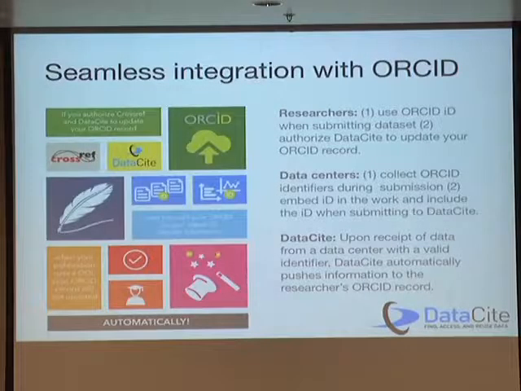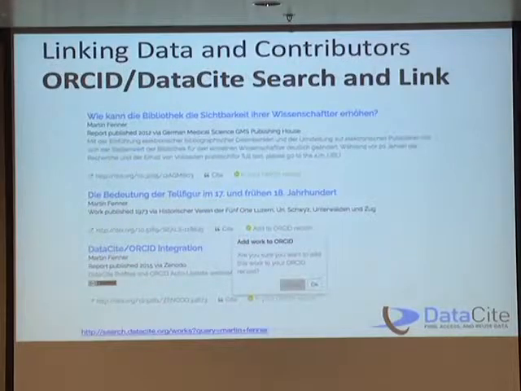Then data centers, so if you're working with a repository or something like that, they collect ORCID identifiers and embed that ORCID identifier in the published work and as part of that metadata. Then DataCite automatically pushes that information to the researcher's ORCID record. So again, going back to that DataCite search, if you look here, this is my colleague Martin Fenner. This record is already in his ORCID record, and this is saying, oh, here's a new one. Do you want to add this to your record? This is a manual procedure, or you can push it automatically. Then if we went to Martin's ORCID record, you would see all of these data sets have been automatically added to his ORCID record.